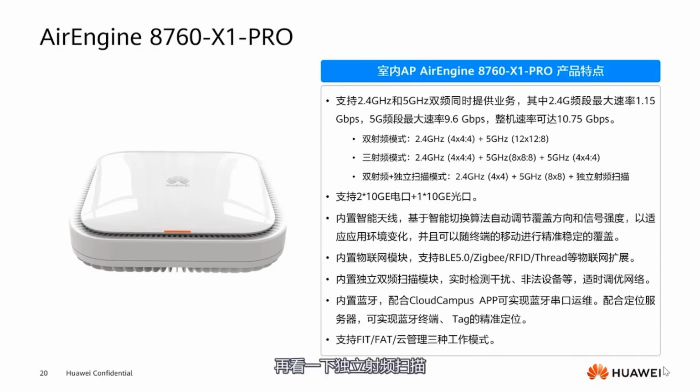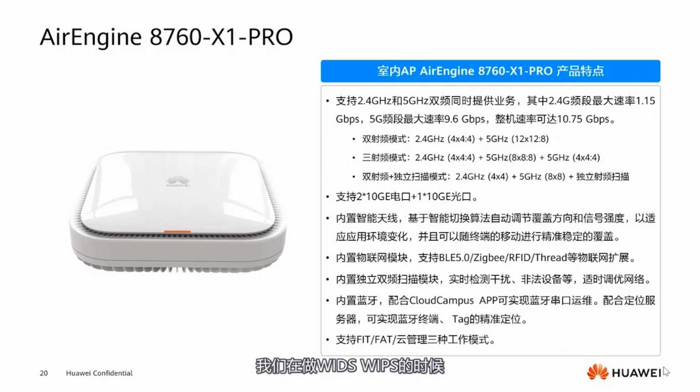Now, let's look at the independent scanning frequency. Generally, choosing this mode with dedicated scanning frequency is quite good. Why? Let's see what features independent frequency scanning has. Here, it has a built-in dedicated scanning module, which timely tunes the system by detecting interference and unauthorized devices in real time. Detecting interference and unauthorized devices ensures security.